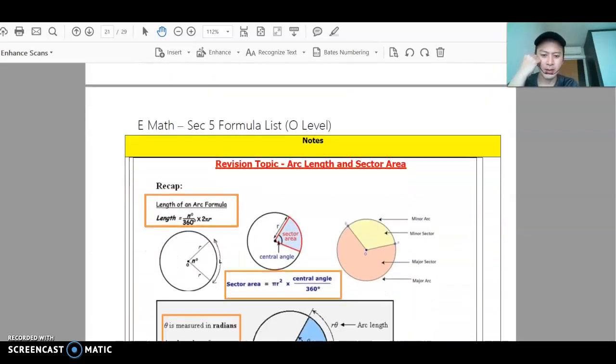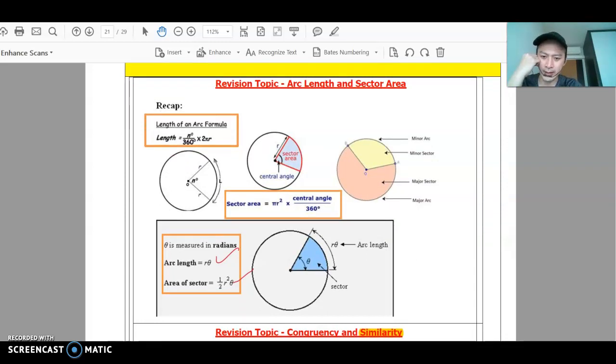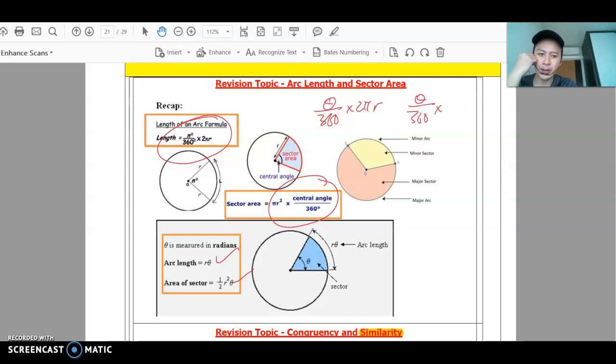Right? Okay, next, arc length and sector area. These 2 formulas for the radian mode are all given in the exam. So what you need to memorize is the degree mode. It's theta over 360 times 2 pi r, or theta over 360 times pi r squared. So one is for the circumference, one is for the area.